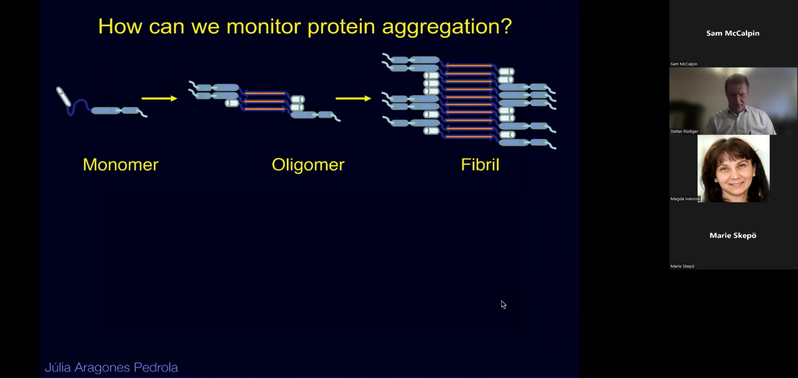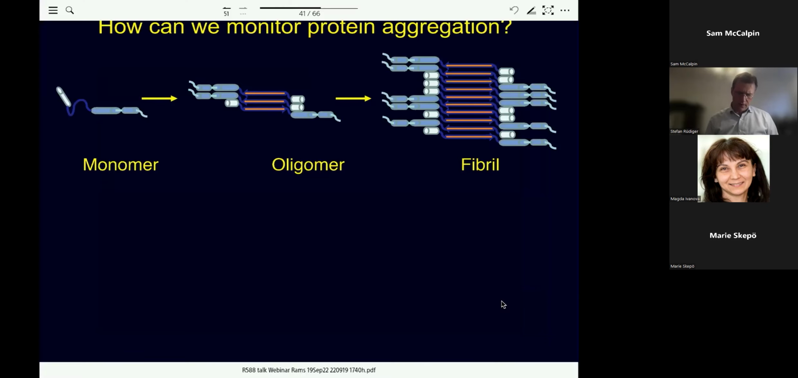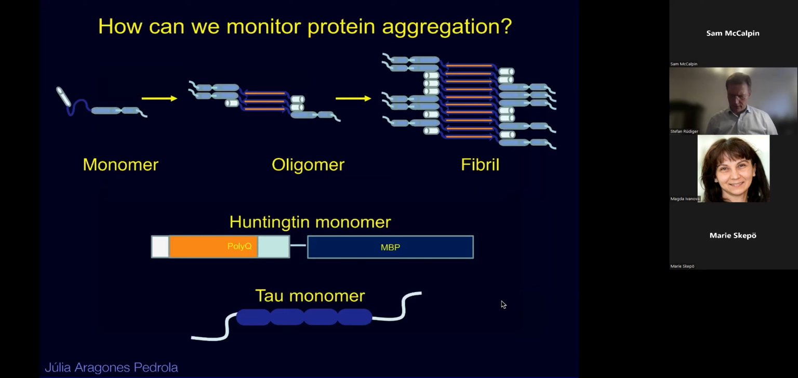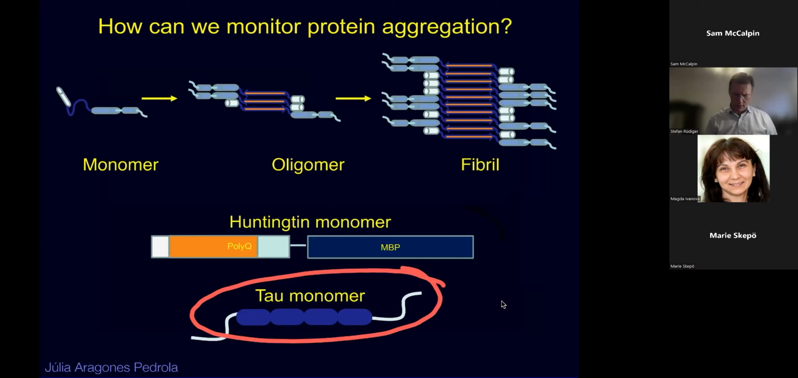And for that, I would like to explain a method we are now using to investigate that. We are looking at the process from monomer to fibril, and we are doing this with two different aggregates. We do this with a tau monomer, which we talked about all the time. We're also now doing this for the Huntington fibrils.